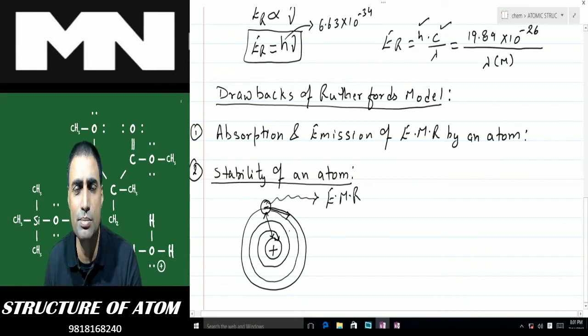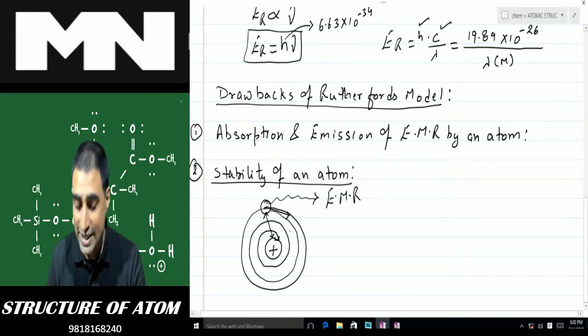It should vanish. But the law of conservation of matter states that an atom can neither be created nor be destroyed. So when this question was put forward to Rutherford, how come an atom is stable, he could not answer that. He agreed to this fact that a moving electron should lose energy, that moving electron should fall into the nucleus and an atom should vanish after some time. But an atom is stable due to the law of conservation of matter. Rutherford could not explain it.